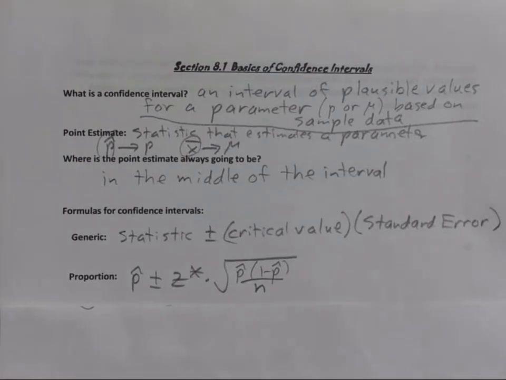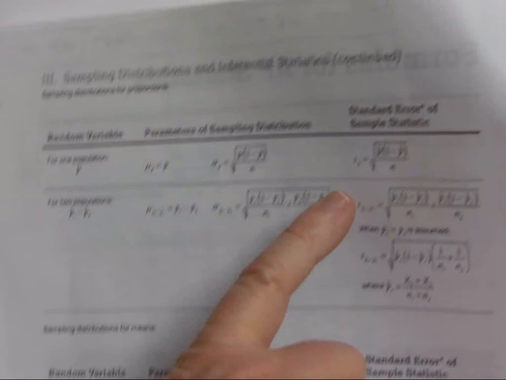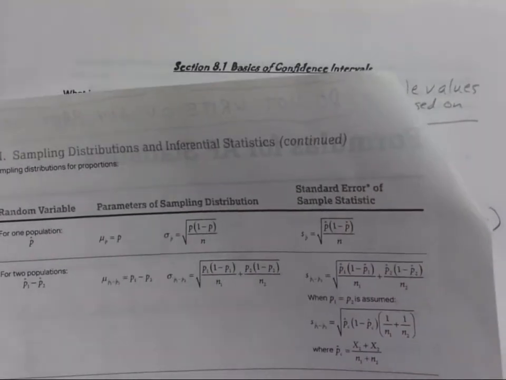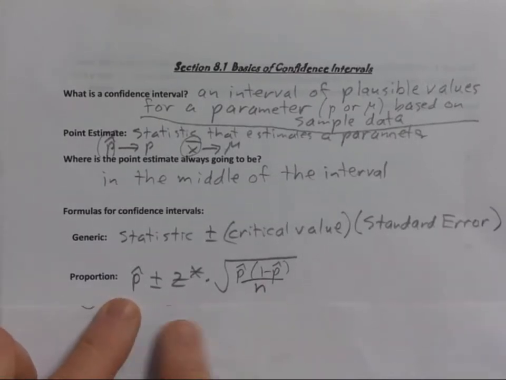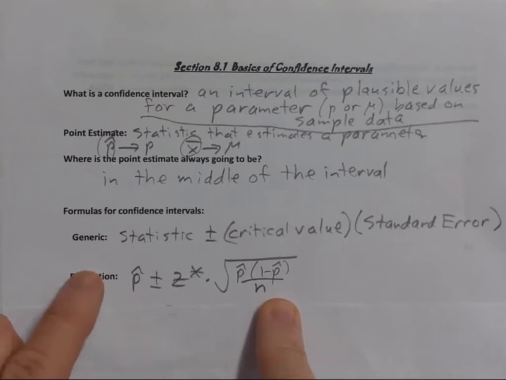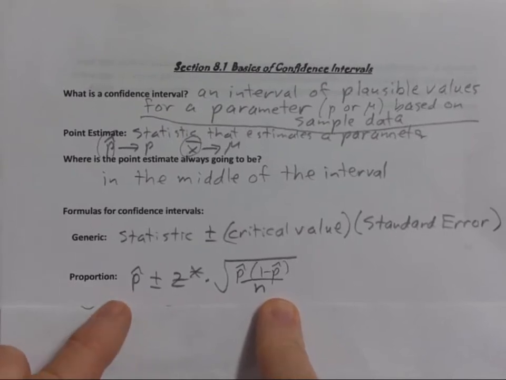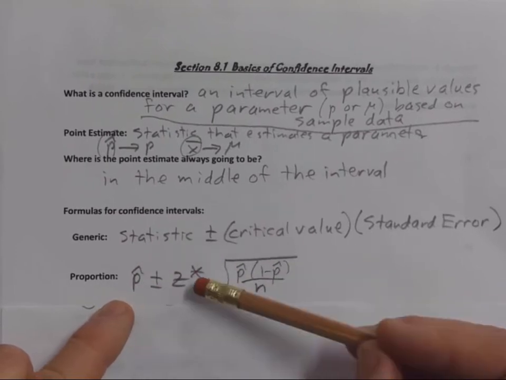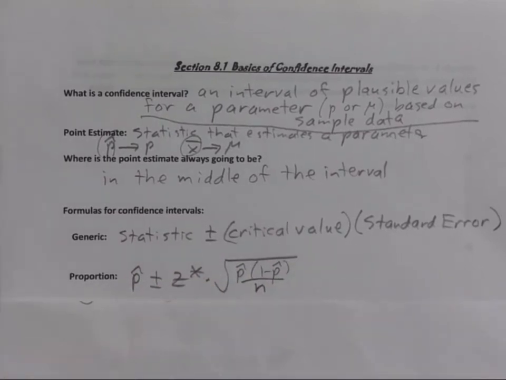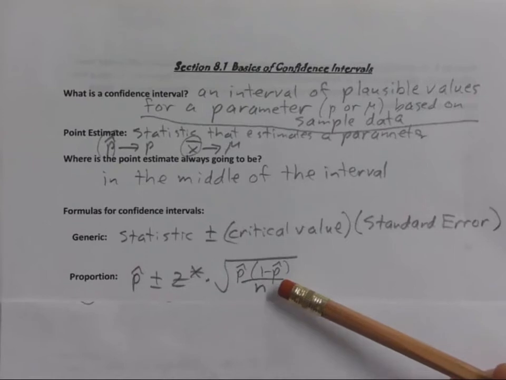Now, if you turn to the second page of your formula sheet, here is the formula for the confidence interval for a proportion. Our statistic is p hat, so that will go there. Our critical value is what we call z star. It is in essence the number of standard errors that we're going to go to the left and to the right from our center. And then that is the formula for our standard error.